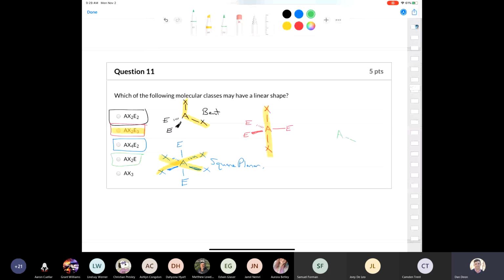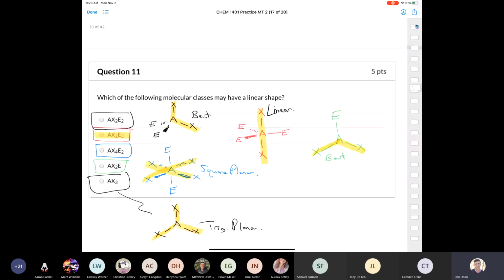The next one, AX2E, I have 3 regions of electron density. I'm going to have my central atom. They're going to get as far away from each other as possible, but you see that the molecular geometry in this case, which considers only the bonds, would be bent. And then the last one, which is AX3, it's going to be in the same vein as the last one. I've got 3 regions of electron density, and so my electron geometry would be trigonal planar, but the shape only considers the bonds. And so when I'm talking about molecular geometry, the shape here would be trigonal planar. And so the answer is AX2E3. This is linear molecular geometry.